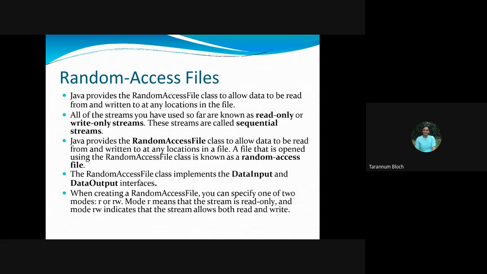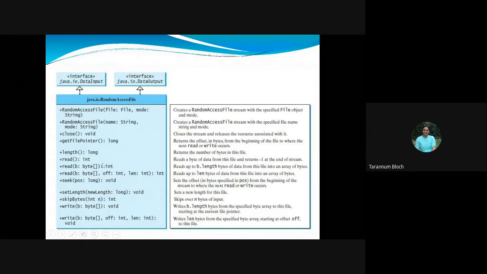When we create a RandomAccessFile, we must specify the mode. The mode could be either r or rw. When I say r, it means read only. When I say rw, it means the file stream allows both read and write operations over the file. So this is the entire hierarchy. We have the DataInput and DataOutput interfaces, and RandomAccessFile implements these two interfaces. We can create a RandomAccessFile by specifying a file and the mode. You can also specify a string file name and the mode.